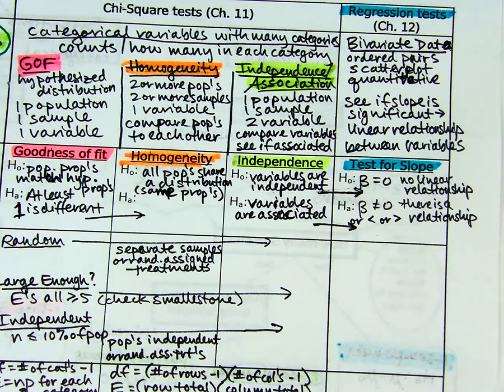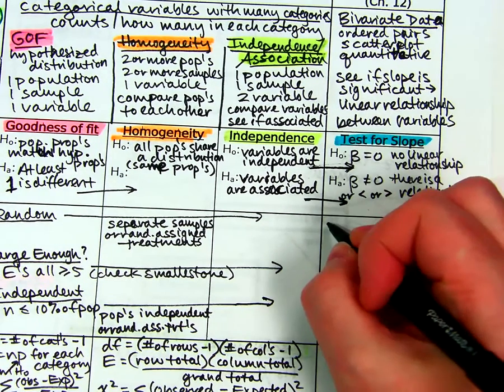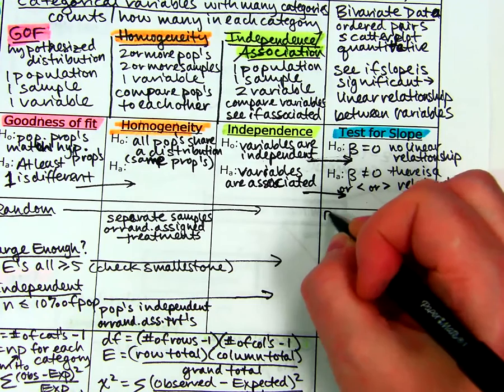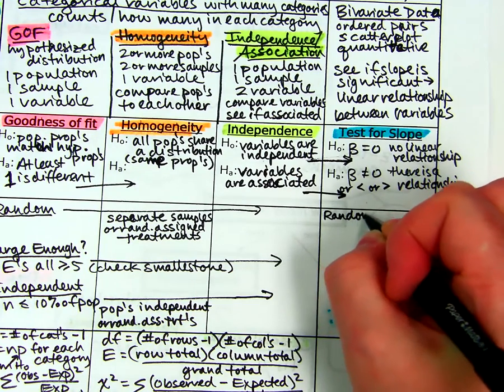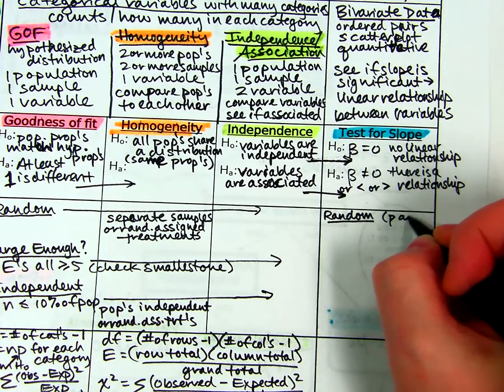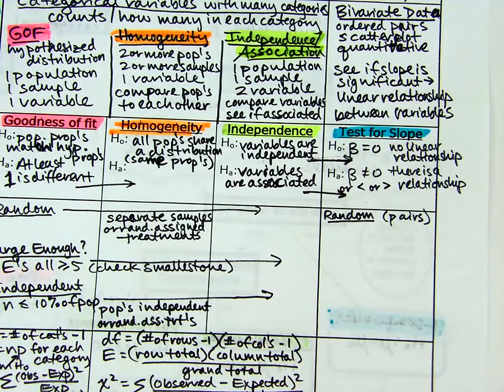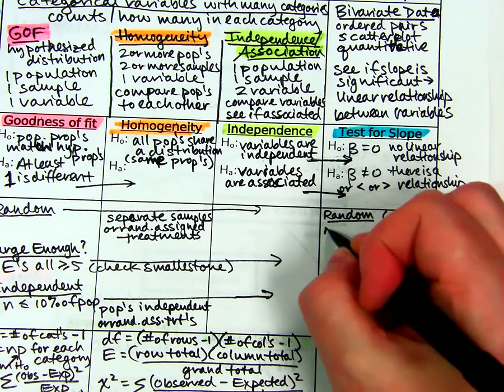All right, there were 5, count them, 5 different conditions for this one. So we have random, and I'm not going to write the details of random, but they're random pairs. They're random and in pairs. In fact, this is kind of like paired differences now that I think about it. It should be yellow here. Oh well.